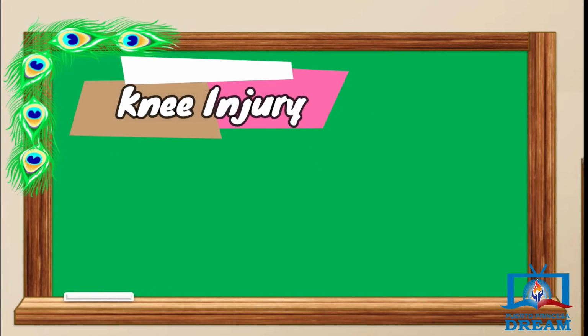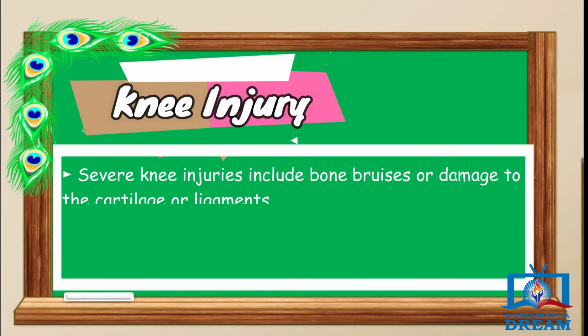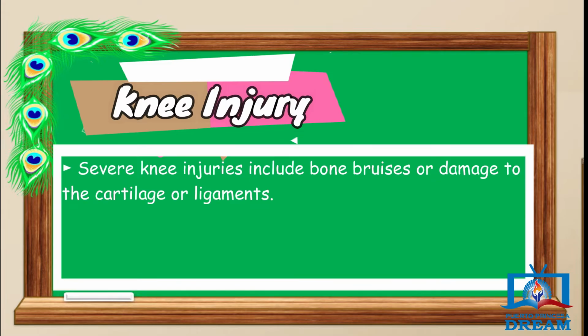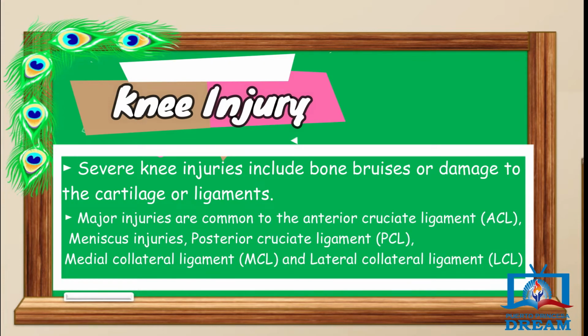Number 4. Knee injury. Severe knee injuries include bone bruises or damage to the cartilage or ligaments. Major injuries are common to the anterior cruciate ligament or ACL, meniscus injuries, posterior cruciate ligament or PCL, medial collateral ligament or MCL, and lateral collateral ligament or LCL.